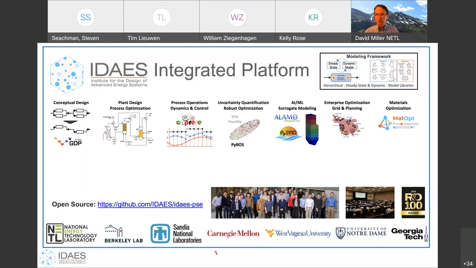And so essentially what this incorporates is a modeling framework that lets us represent both steady state and dynamic instances of all sorts of processes.